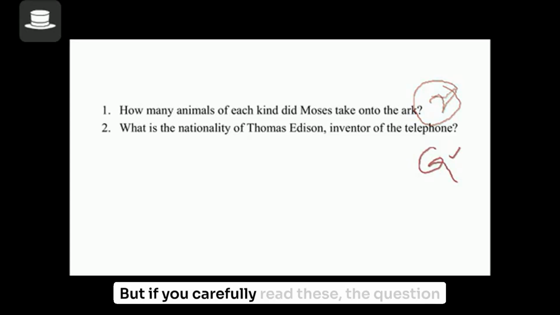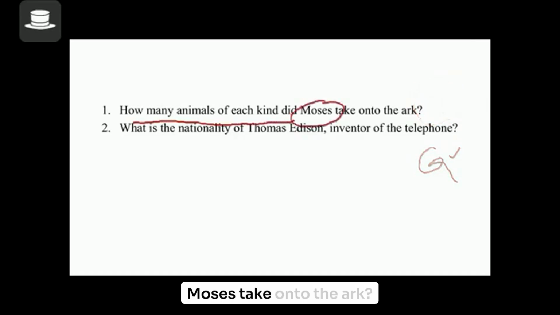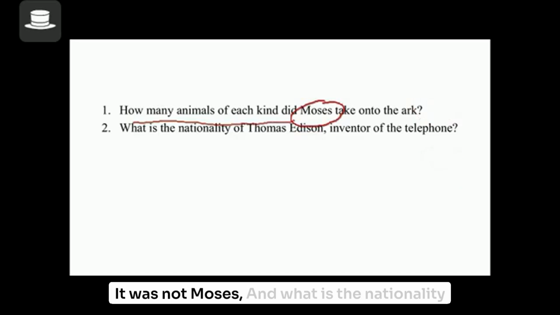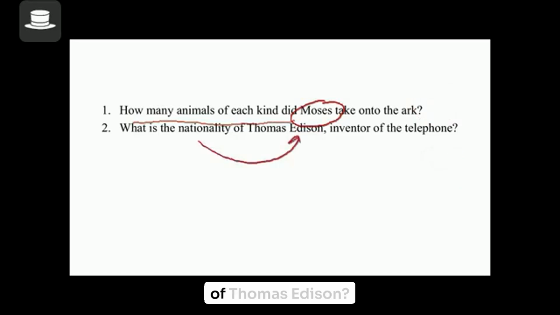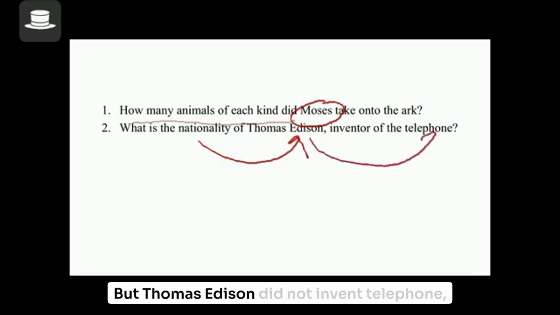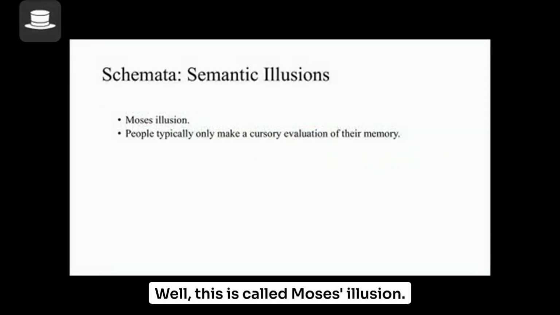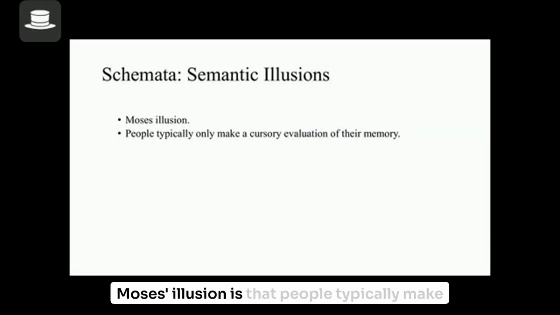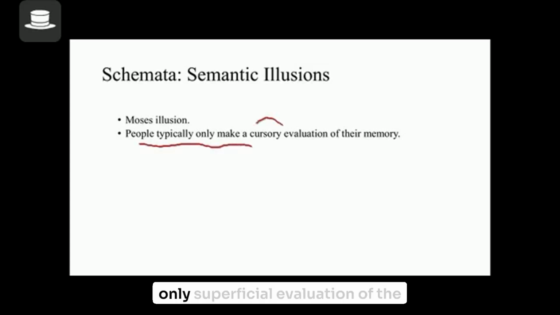But if you carefully read this, the question was how many animals of each kind did Moses take onto the ark? It was not Moses. And what is the nationality of Thomas Edison? But Thomas Edison did not invent telephone. Well, this is called Moses illusion. Moses illusion is that people typically make only superficial evaluation of the information given to them.